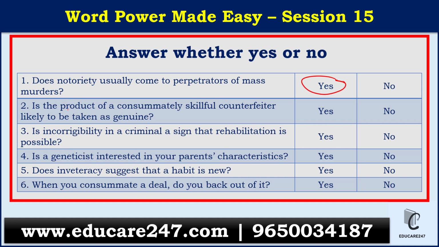So he becomes basically well known. You have his name as mass murderer or a gangster, etc. Is the product of consummately skillful counterfeiters likely to be taken as genuine? Consummate is perfect. So consummately skillful is someone who is perfect. So definitely yes, it is going to be taken as genuine.